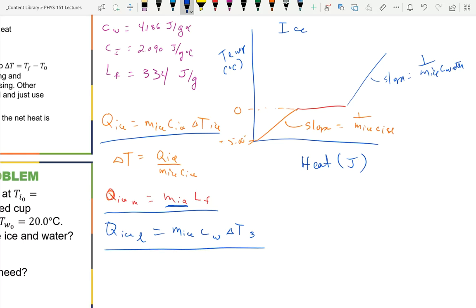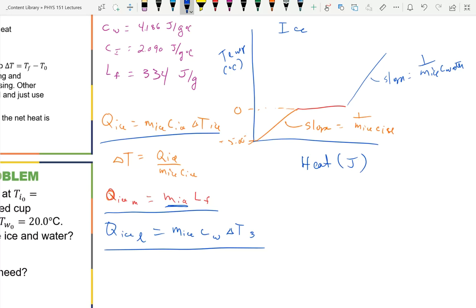What is the change in temperature for the ice going to be? Go ahead, say it out loud. It's going to change by 5 degrees because it's the final temperature. What's the final temperature for the ice? 0, minus the initial temperature. What's the initial temperature? -5. So 0 minus -5. The change in temperature for the ice is up 5 degrees.